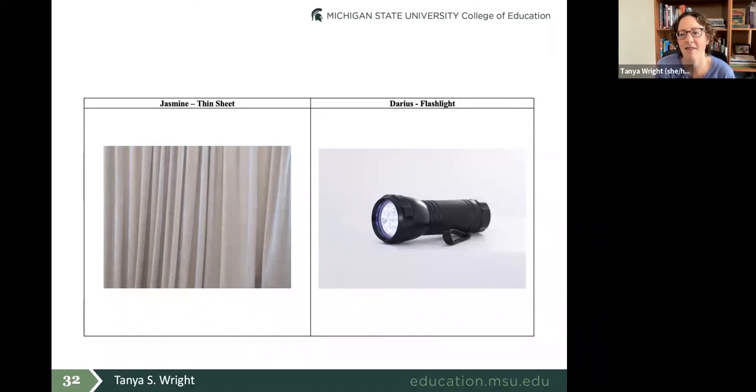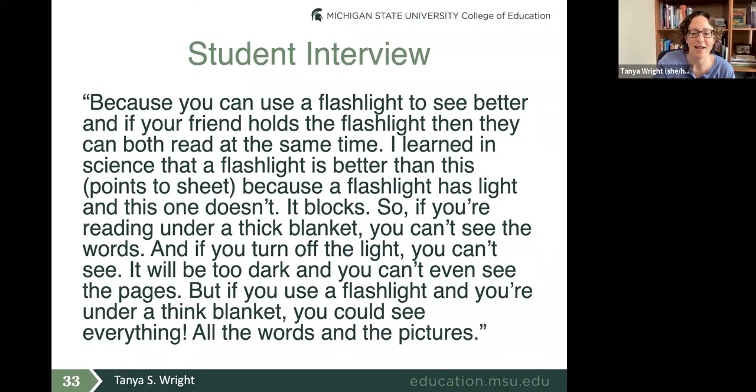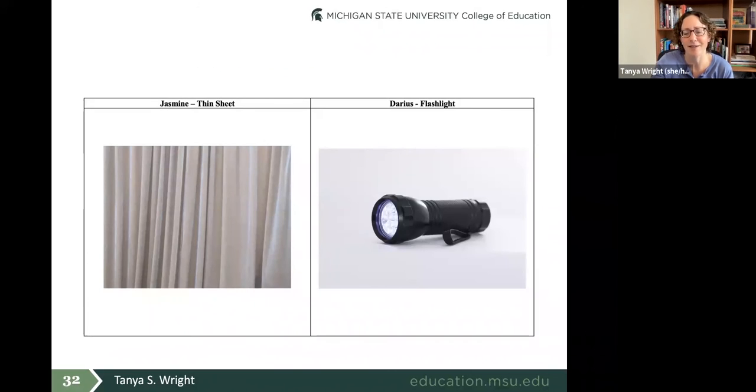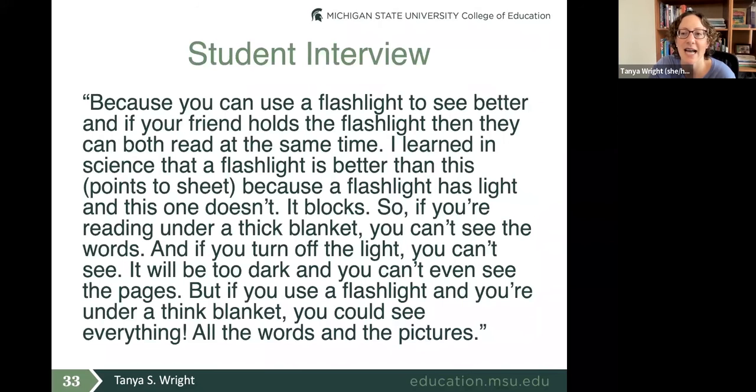2 kids are having a debate about what the best way is to read at night in their room. Jasmine thinks she should read under a thin sheet, and Darius thinks that you should read with a flashlight. Who do you agree with and why? Okay. This is just an example of the kind of things. Okay, well, all the kids agree with Darius by the end of the unit, thank goodness. Even though they will tell us that the thin sheet will work fine during the day, you could definitely read under it, but at night they need a flashlight. But this is the kind of thing we hear.